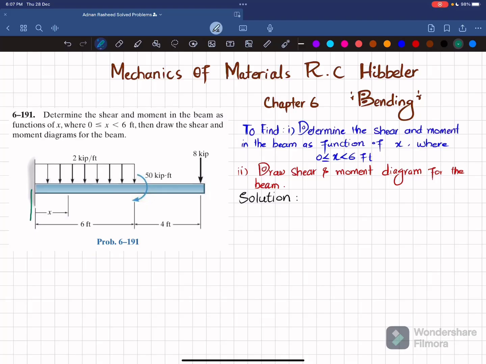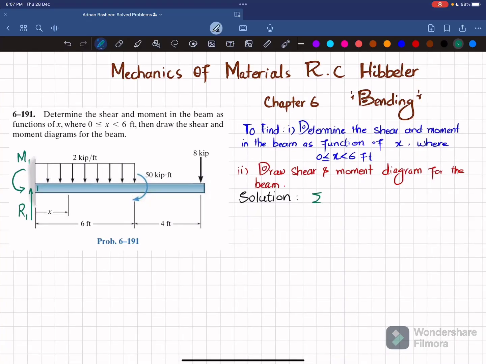If we remove this fixed support at this end, we will be having a reaction force. Let this be point number 1. So there will be a reaction force, which is R1, and there will be a moment as well. Clear? So we will find this R1 and M1 by using the equations of equilibrium. The first equation of equilibrium is that the sum of all moments about point 1 is equal to 0, taking the counterclockwise moment as positive.